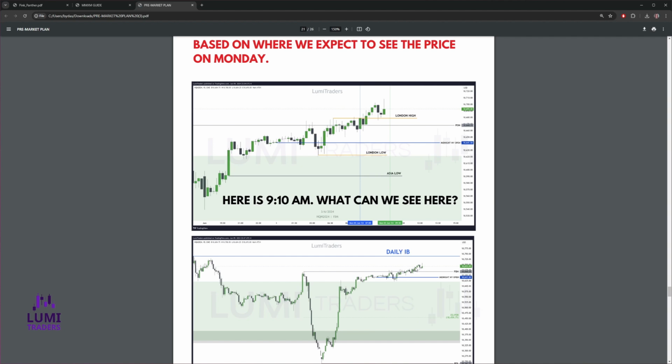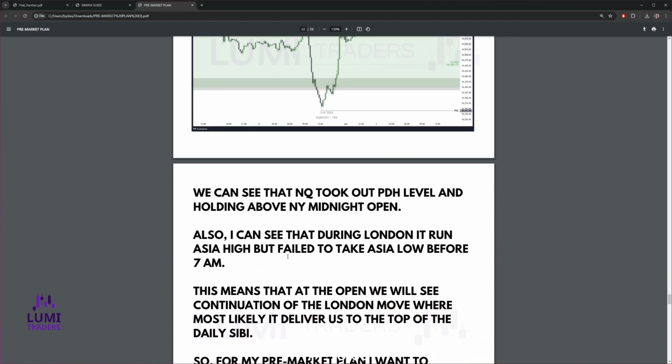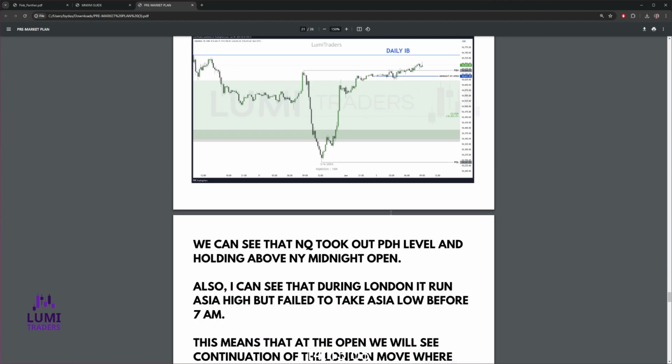Right? After this, I will be interested in playing short with a target at the Asia low first. Why? Because this level failed to be taken before 7 a.m. First target is going to be the Asia low, and my second target is going to be the equilibrium of the previous day range. I'm going to repeat it a third time: it's not hindsight. It was posted in my group way before market opened. Exactly the same picture was posted before market opened. We can see that NQ took out the previous day high level and is holding above the New York midnight open, as I said already.